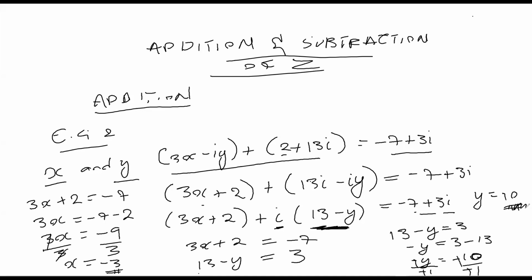So yeah, I think that's pretty much it for this example. So we're done with the addition part of complex numbers. Do we have any questions concerning what we've done so far?